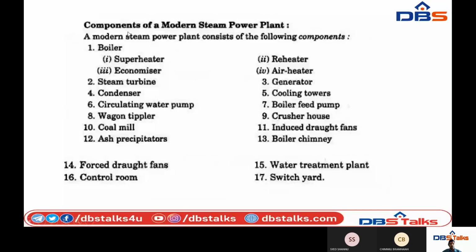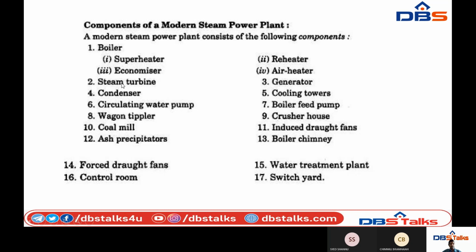Next, coming to components of a modern steam power plant. First of all, a modern steam power plant consists of the following components. First of all, boiler. In boiler, we have the classifications like superheater, economizer. These two components play an important role. Superheater converts the feed water into steam. Economizer supplies the feed water into the boiler, which converts the feed water into steam using heat.